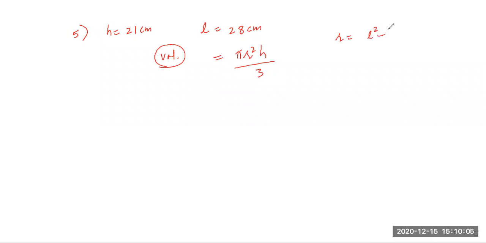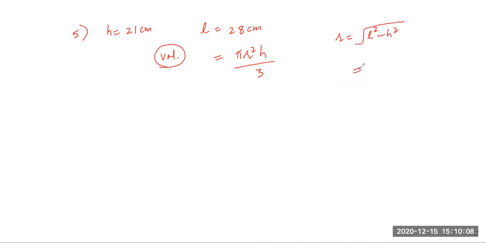Now comes the fifth sum. It says the height and slant height of a cone are 21 centimeter and 28 centimeter. The height is this, height is always less, and slant height is this. Find the volume of the cone. So volume of the cone is equal to pi r square h divided by 3. I think we need r here. So r would be equal to the square root of L square minus h square.